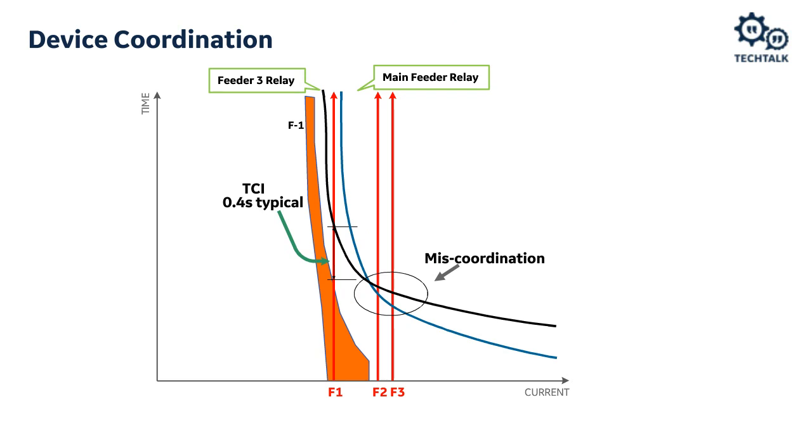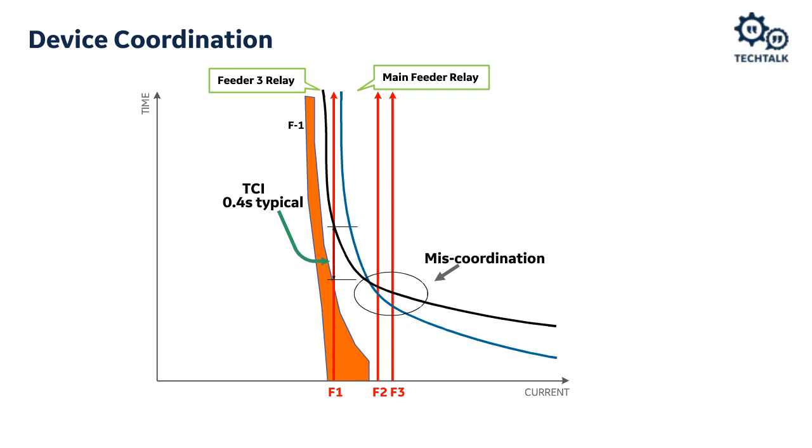So this is an area of miscoordination. Not only do we infringe on the coordinating time interval, and not only do we not have the coordinating time interval, if we look at the main feeder relay and feeder relay 3 being the black curve, and the main feeder relay being the blue curve, you can see that for fault currents at F2, so the red line there at F2, and then even F3, we're probably going to trip the main feeder relay.